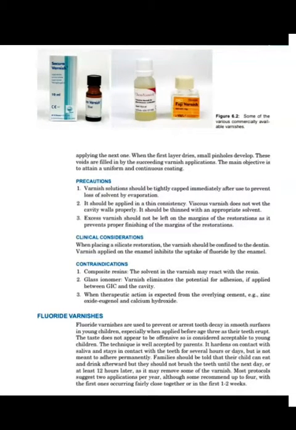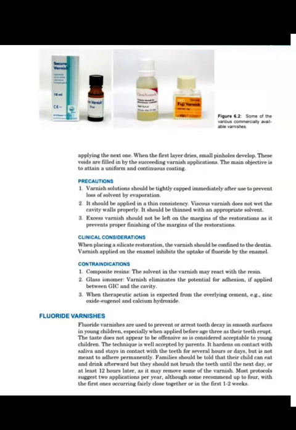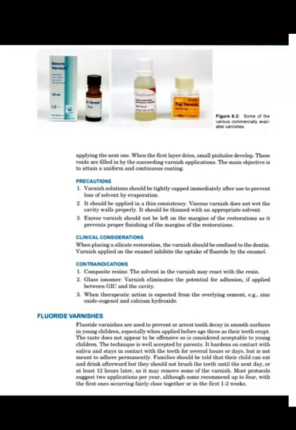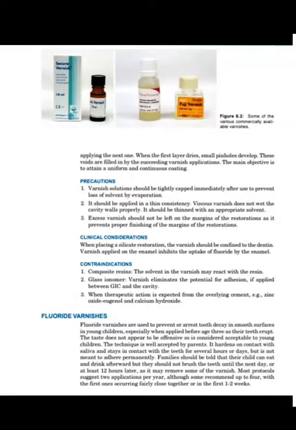Under glass ionomer cements we can't use them. Varnish eliminates the potential for adhesion if applied between the GIC and the cavity. But we can apply it on the surface of the restoration. So we can apply a layer of varnish on the surface of the GIC restoration, but we can't apply it between the GIC and the cavity. Also when therapeutic action is expected from the overlying cement, for example zinc oxide eugenol or calcium hydroxide. So these are the contraindications.